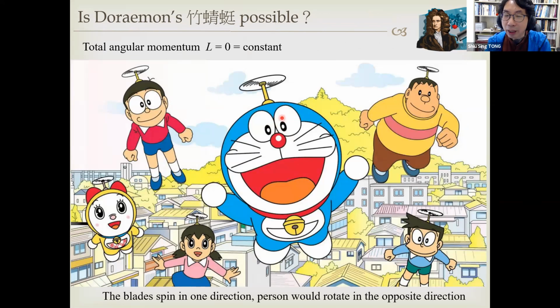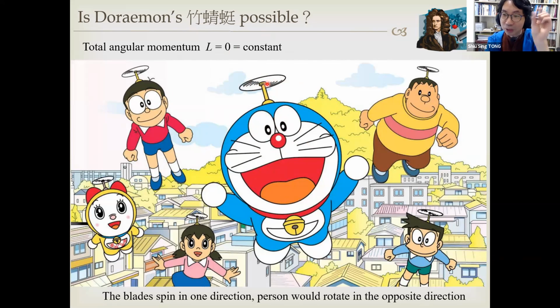Now, Doraemon has an interesting gadget called the Zhuqingting. It is said that you put the Zhuqingting on the top of your head, and it works just like the blade of a helicopter. So when it's spinning rapidly, it can lift up your body, and you can fly in the sky. But this is not actually possible. Now, imagine if you consider Doraemon and his Zhuqingting as an isolated system in air.